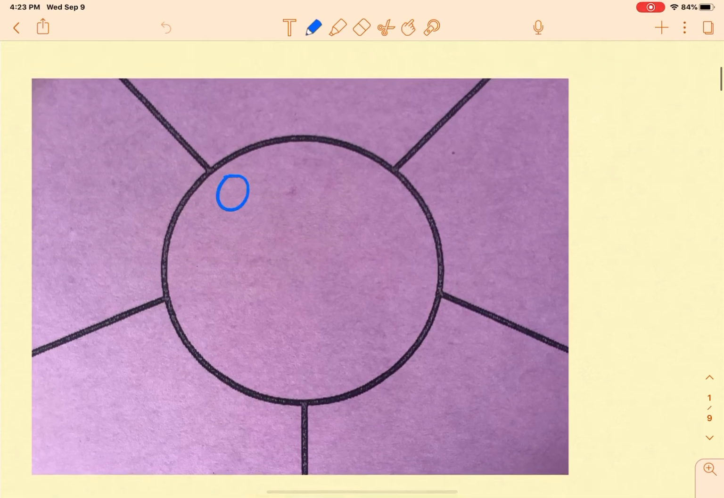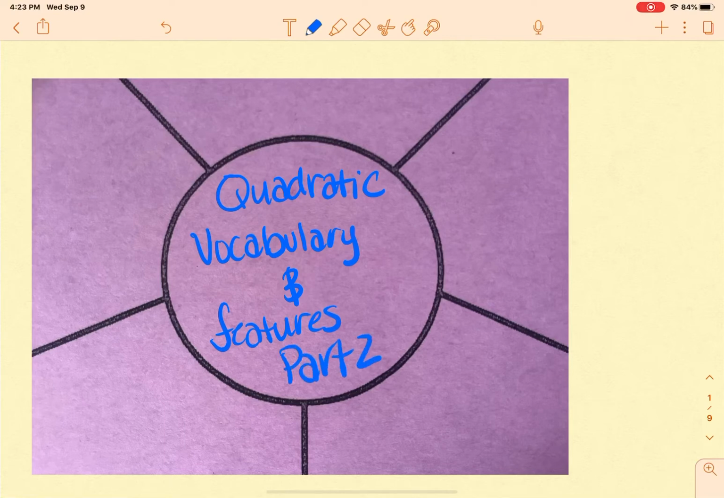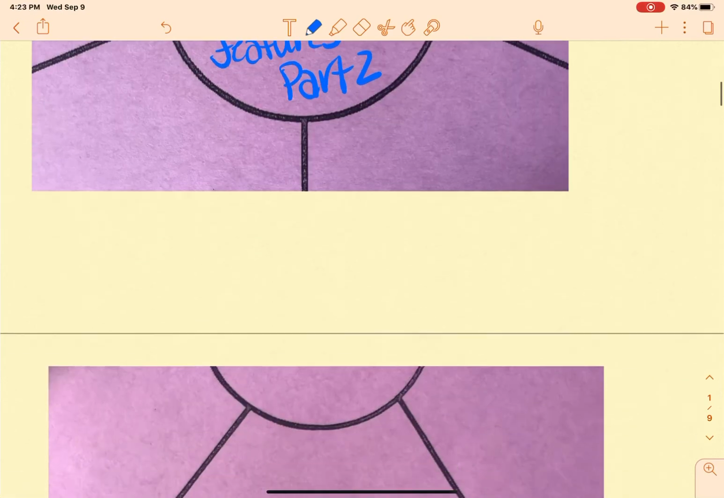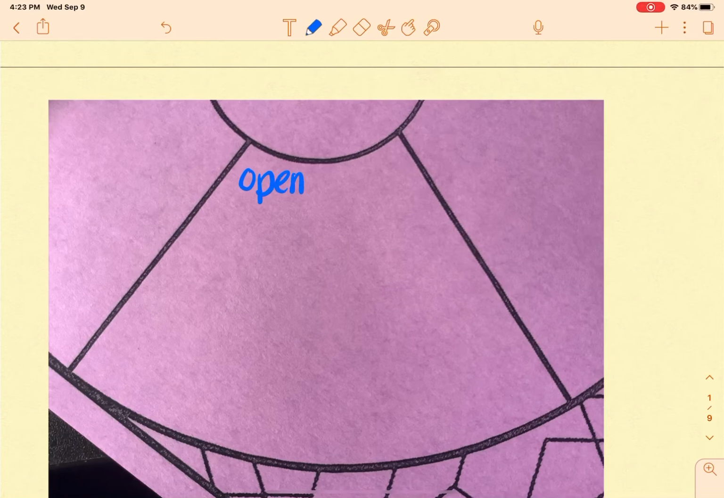So in this spot, it's still going to be quadratic vocabulary and features. That was similar to what we did the last time, so I guess I'm just going to write part 2, just so when I go to identify it, I kind of know what's going on. And in this one, we have 4 pieces that we're going to deal with as we're trying to look at our quadratic graphs. So in the first piece, we're going to talk a little bit about the opening of the graph.